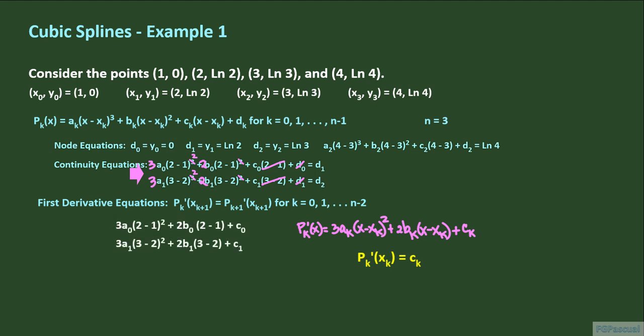For the right side of these equations, which is p sub k plus 1 prime of x sub k plus 1, we just have c sub k plus 1.